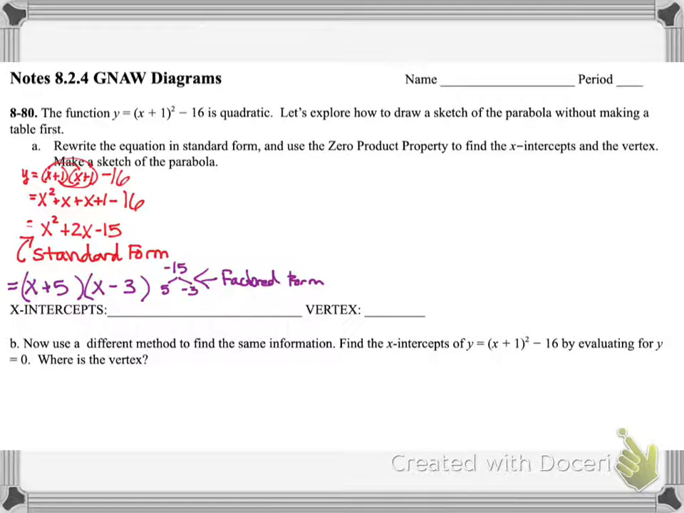So using the zero product property, we have to set both of the factors equal to 0. By the way, this would be a y equals. So zero product property, let's just do that one. 0 equals one of my factors.